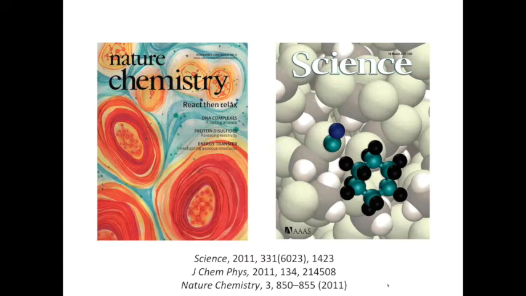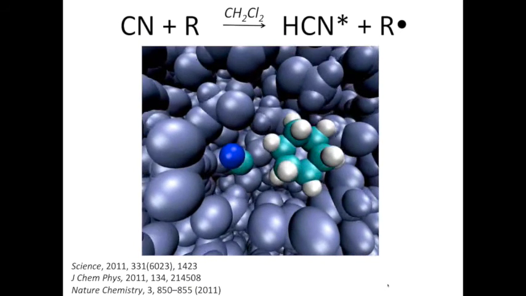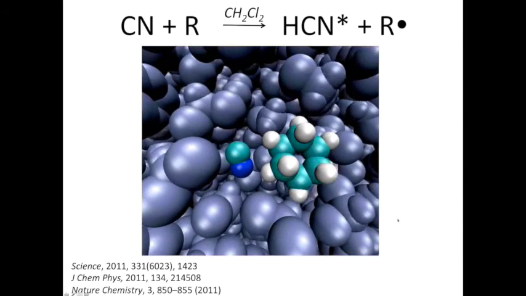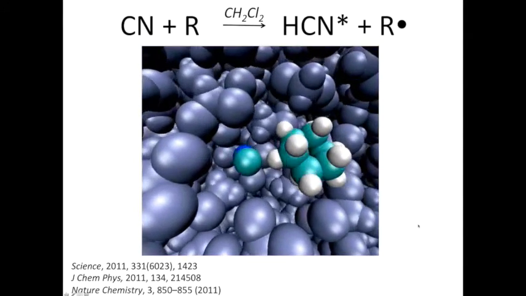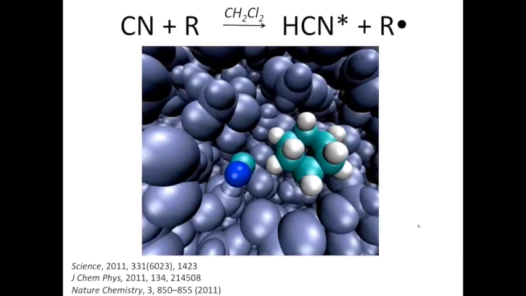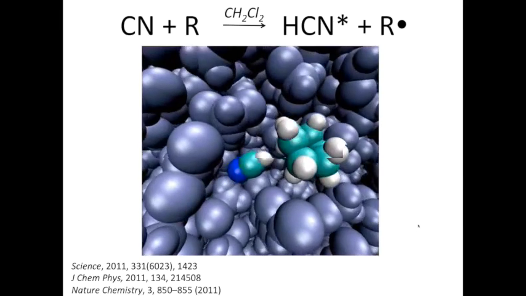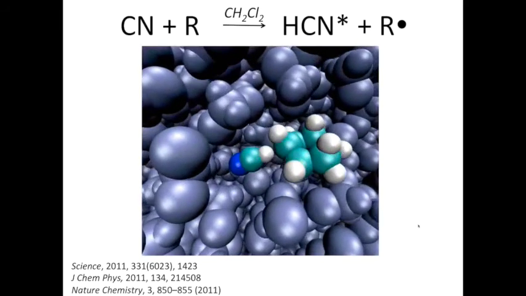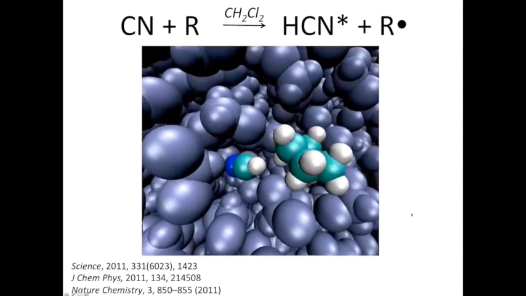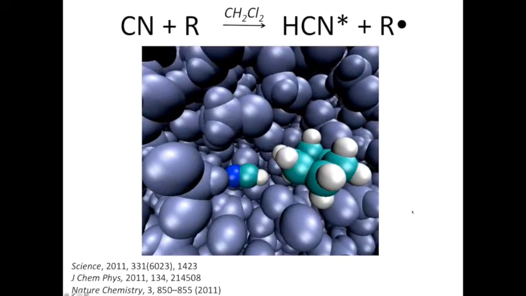So this is two of the systems that we looked at over the last few years. And here I have a video of this reaction happening. And so what you see here is a CN radical and a cyclohexane molecule next to it. And it's embedded in a dichloromethane solvent. And so what you see is that the CN has diffused to find a cyclohexane molecule somewhere in the solvent matrix. And once it's in close proximity, there's a transient fluctuation that enables it to extract the hydrogen.